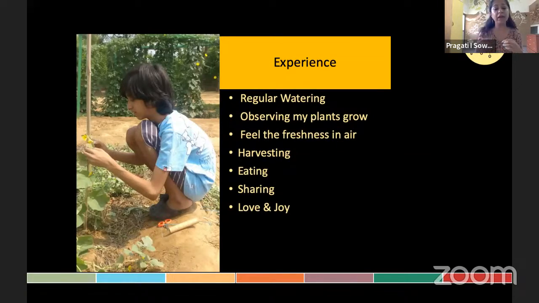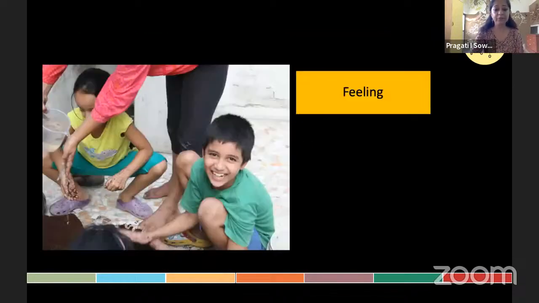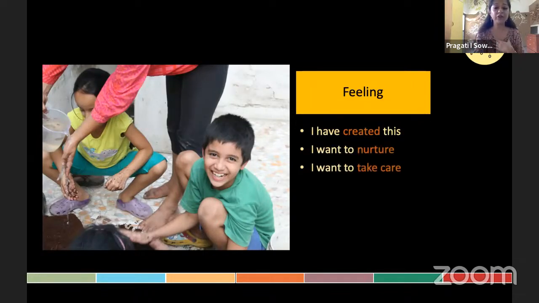The other experiences that we created for the child was also all his drawings, coloring, etc. we would do in this space that was created. Now, the feeling that he was getting is, I have created this space. I want to nurture it. I want to take care of it. When you start getting this feeling of, this is mine, I want to protect it, I don't want to spoil it, is when you start loving it.